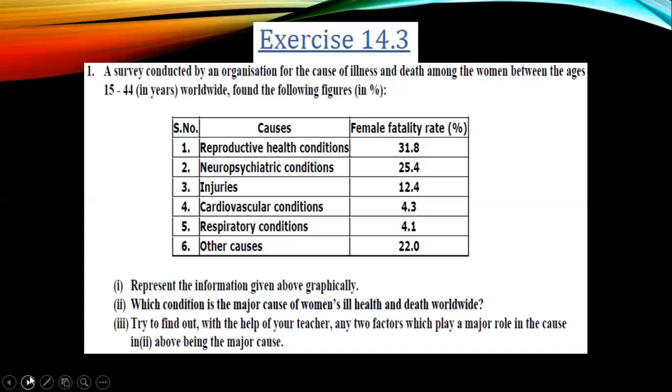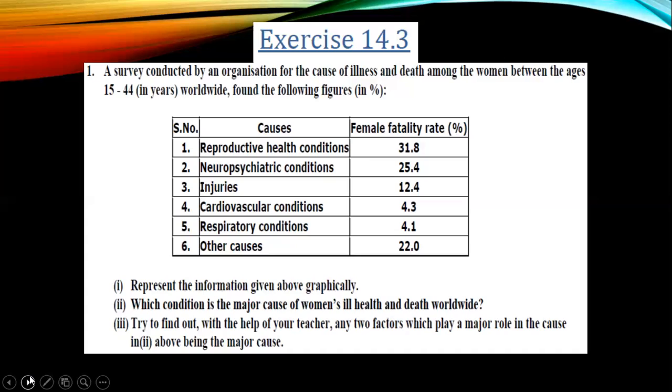We have been asked to represent this information graphically, and more specifically in the form of a bar graph, which is part of your syllabus for this particular academic year. And after that, we have been asked to find which condition is a major cause. Even without a graph, you can easily conclude that since reproductive health conditions account for 31.8% of the causes, we can easily say that reproductive health condition is a major cause of women's ill health and death worldwide.